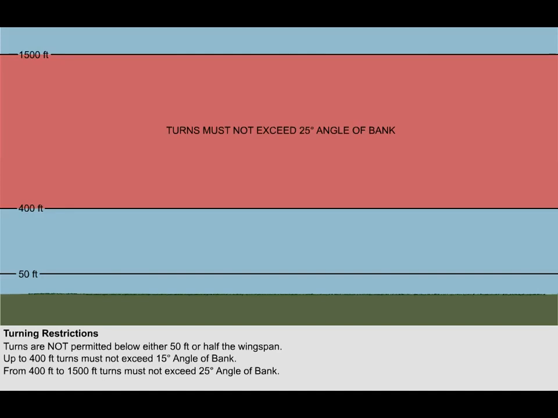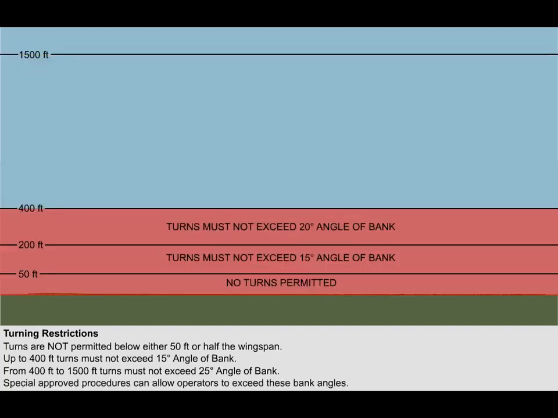EU OPS 1 does permit operators to exceed these bank angles, providing the operator uses special procedures, and that these procedures have been approved by the relevant authority. The special procedures must take account of the gradient loss from such bank angles, and these must be published in the aeroplane flight manual. The maximum bank angles that the special procedures allow is up to 20 degrees between 200 and 400 feet, and up to 30 degrees between 400 and 1500 feet.